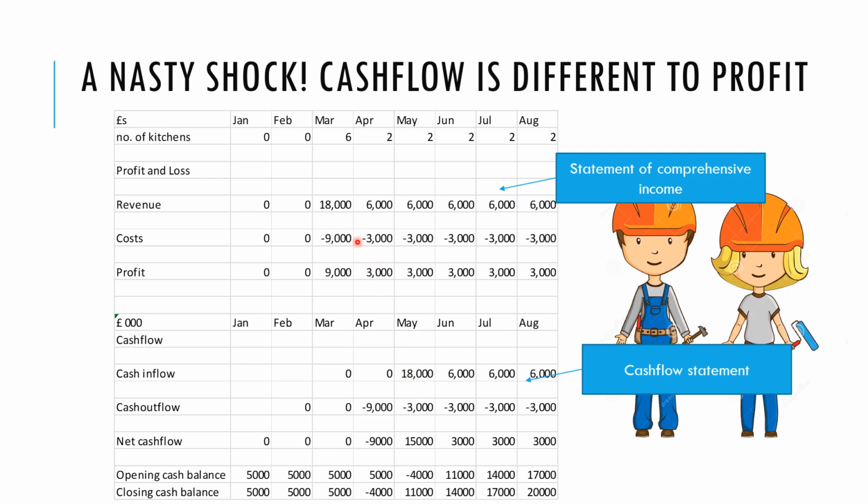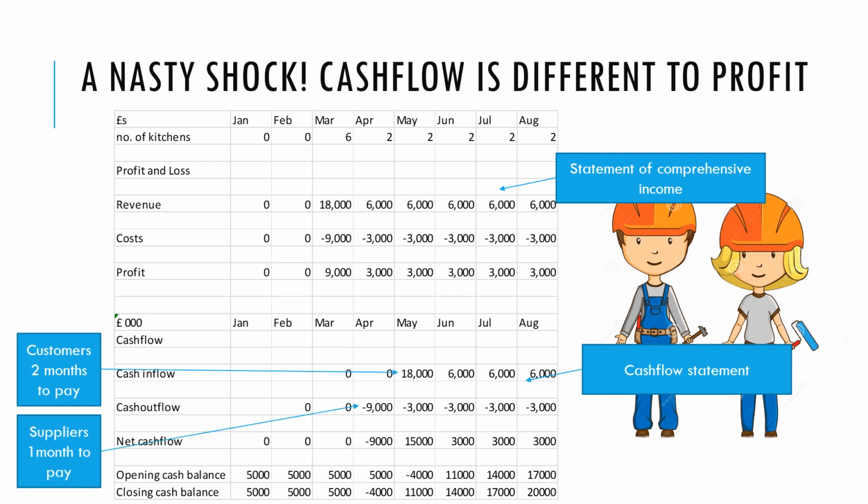Let's have a look at the costs. In March they cost them £9,000 worth of work, but they don't have to pay that out until April, so that's when the cash outflow would show up. So if we have a look at the net cash flow, we have a negative net cash flow in April, but then in May it's positive, and June, July, and so on. Let's have a little look at the opening and closing cash balance once we've looked at the net cash flow.